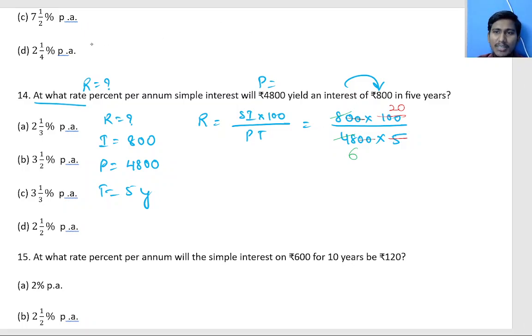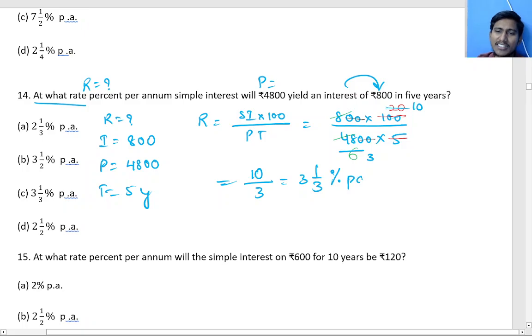After that we can again divide, right? Which table can we divide? 6 and 20, the 2 table. 2 3s are 6, 2 10s are 20. So what will come here? 10 is remaining on the top, divided by 3. 10 divided by 3 means 3 and 1 by 3 in the mixed fraction. So 3 and 1 by 3% per annum is the answer. So the option is C here. Got it, everyone? How many of you got it correct? Sir, I got it. Okay, good.